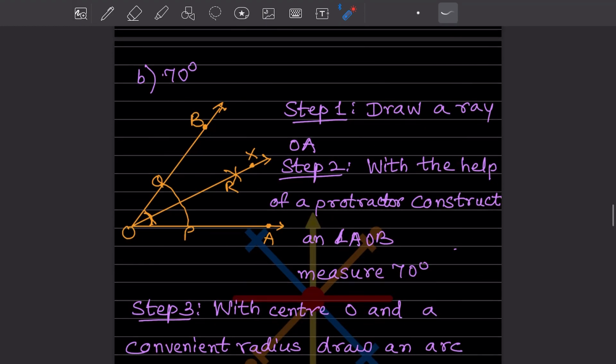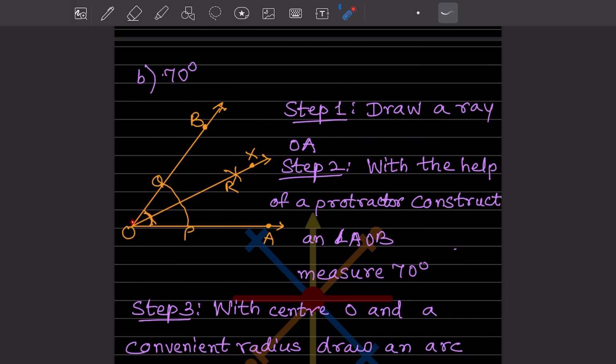So next one, same here. That we saw for 50 degrees and this is for 70 degrees. So now draw a ray OA. Why do we say ray again? There is a point over here and this is the arrow over here. So we say OA. You can name it anything, I just put it as OA. Then with the help of a protractor, construct an angle AOB. You have to construct this angle, and it should be 70 degrees.